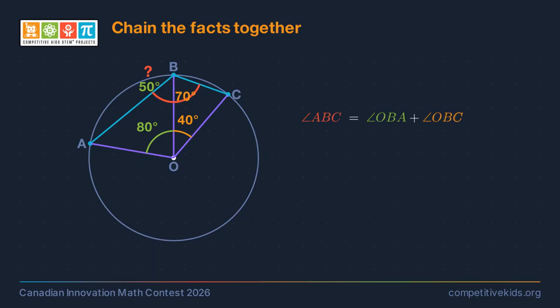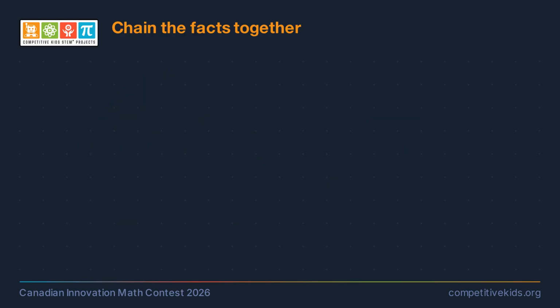Now look at point B. The whole angle ABC is made of two pieces. It is the angle OBA plus the angle OBC. That is 50 plus 70. The angle ABC is 120 degrees.